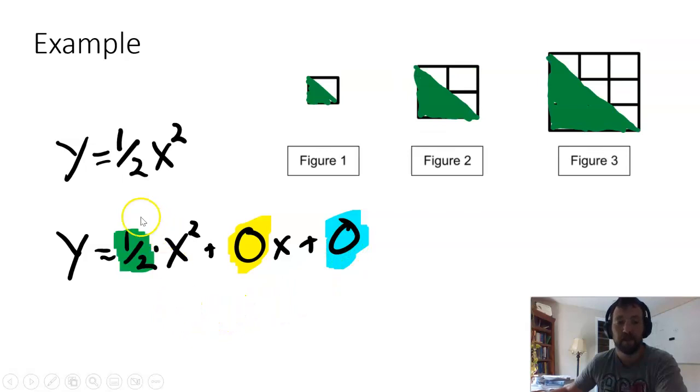Okay? So let's look at now another example that's a little bit different but still similar. Say I put now a 1/2 in front of my x squared.